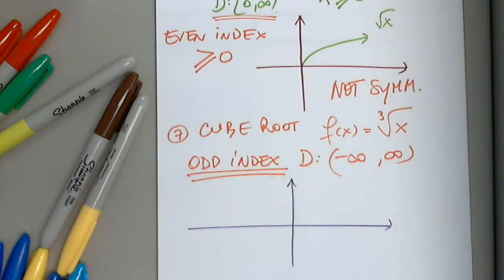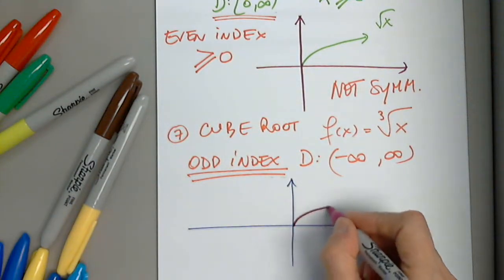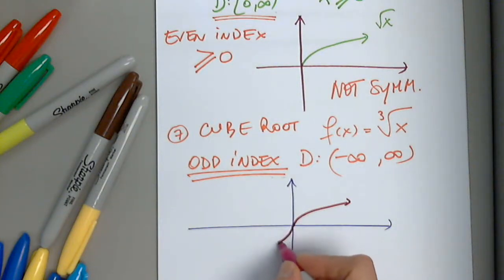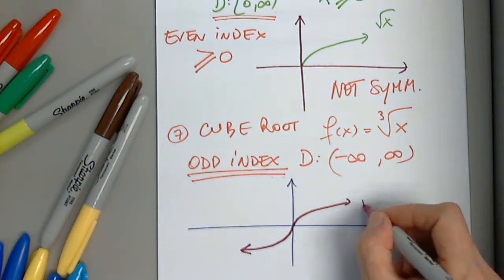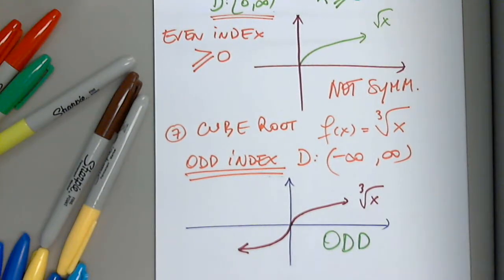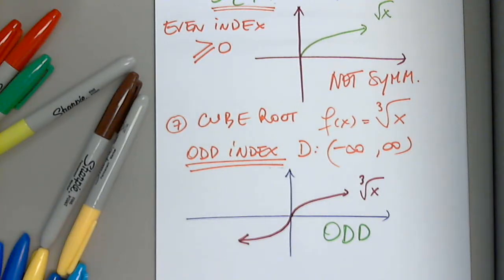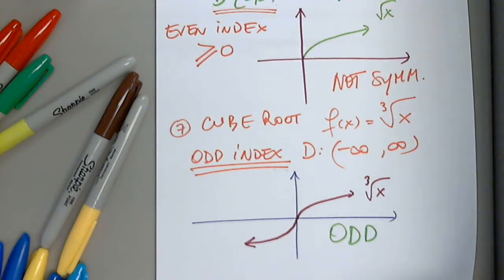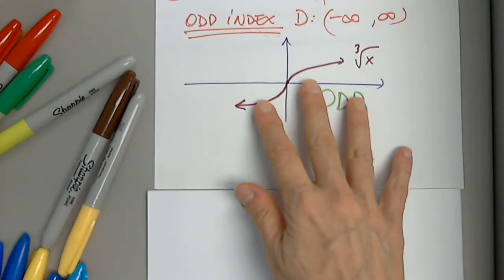So here it is. And this is the cube root of x. Odd, even, or none of the above? Symmetric with respect to the origin. Now, knowing all these graphs, we can finally talk about transformations. So there are 6 different transformations. Let's take a look.